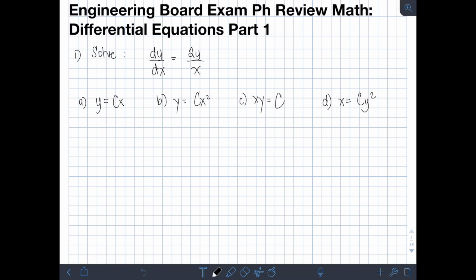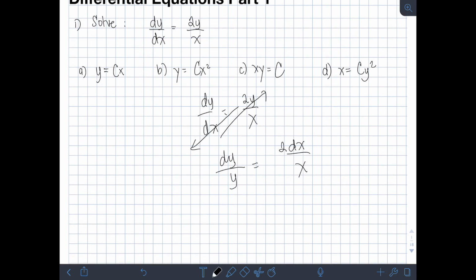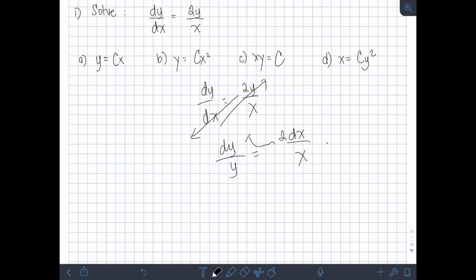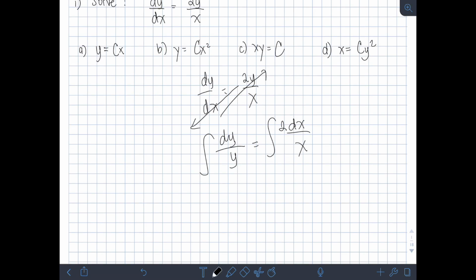So, pwede natin tong ma-separate as cross-multiply ko dito si dx, cross-multiply ko dito si y. So, parang dy over y is equal to 2 dx over x. Okay? Tapos, pwede natin i-transpose to dito para 0 yung right side. Or kahit hindi na, i-integrate na natin both sides. So, we have ln y is equal to 2 ln x. And then, plus c. Okay?